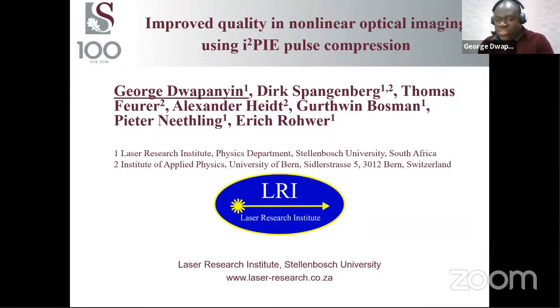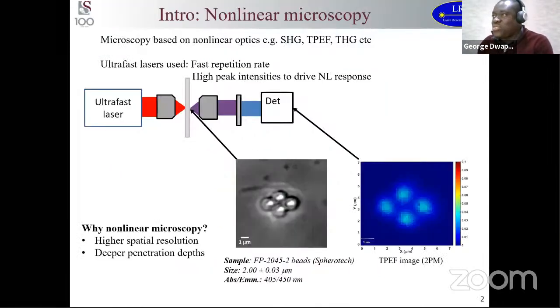When we say nonlinear microscopy, we're just talking about microscopy which is based on nonlinear optics. So microscopy techniques that make an appearance in the presence of high intensity laser beams interacting with matter. So basically, with the normal nonlinear microscopy, you have a laser source, preferably an ultra-fast one.